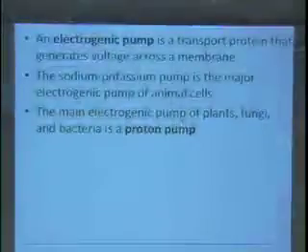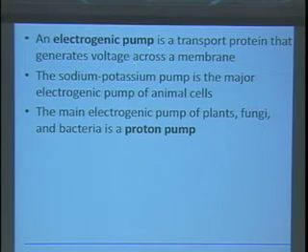Right, and so as we said, these electrogenic pumps are proteins that will generate voltage across a membrane, like the sodium-potassium pump example that we just talked about. This is the major electrogenic pump of animal cells. In plants and fungi and bacteria, the main electrogenic pump is a proton pump, where protons are being actively moved across the membrane.